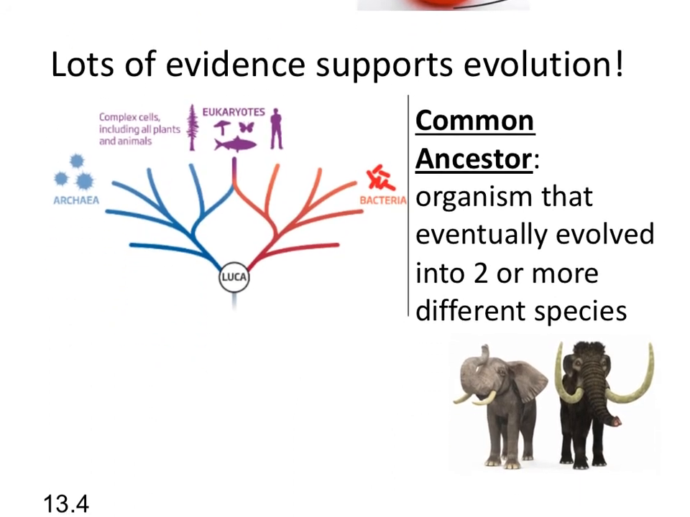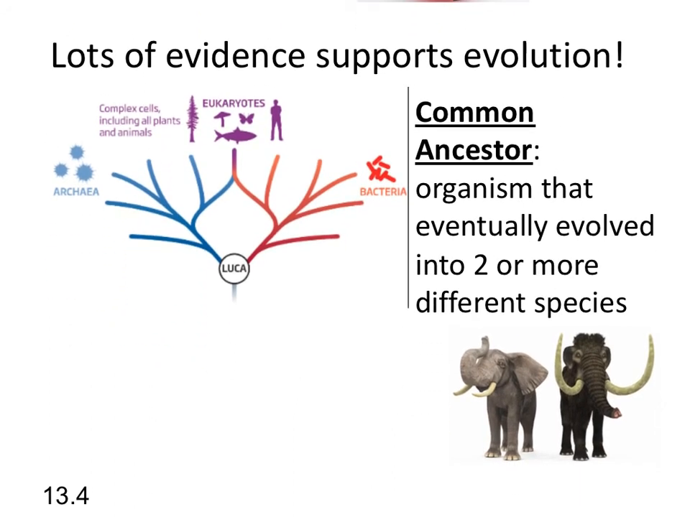To conclude here, there's a whole lot of evidence that supports evolution. As I mentioned earlier, no scientist has ever found scientific evidence that disproves evolution. Here we have the idea of a common ancestor. We're going to hit this more in chapter 15 in about 4 weeks. But the idea of a common ancestor is that organisms evolve to look differently, but it's likely that they stemmed from some relative long ago. So a common ancestor is an organism that eventually evolved into different species.